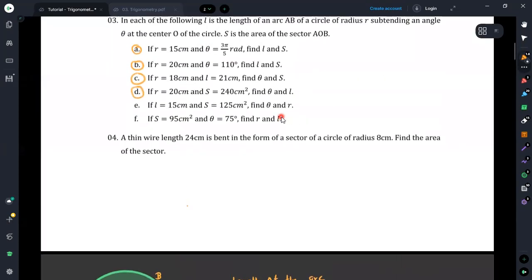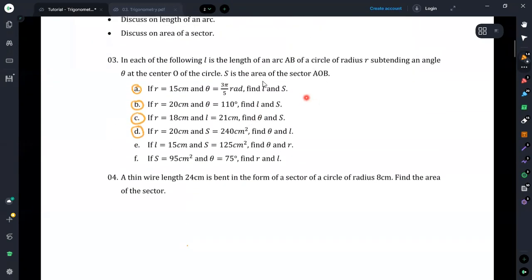And now I will discuss the use of finding the length of an arc as well as the area of a sector. The fourth question is totally based on those concepts. Therefore, now we can discuss the fourth question.